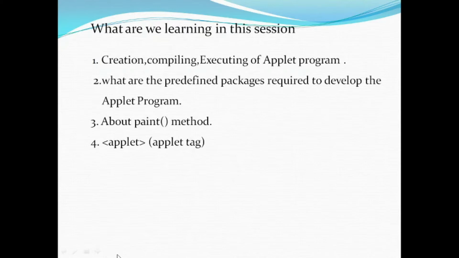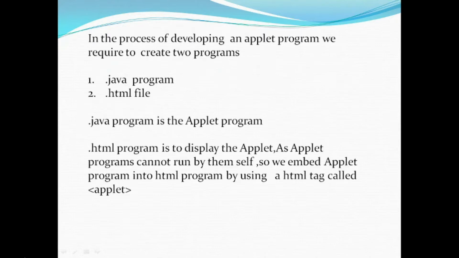And as already mentioned, applets cannot run by themselves. They cannot run individually. They have to take the help of an HTML page. If you have to embed or add a Java program into an HTML page, we have to use a predefined tag called applet. In this process of developing an applet program, we require two programs: one is the .java program and the other is the .html program. The .java program is the applet program. The .html program is the program which will include the Java program itself, that is the applet.